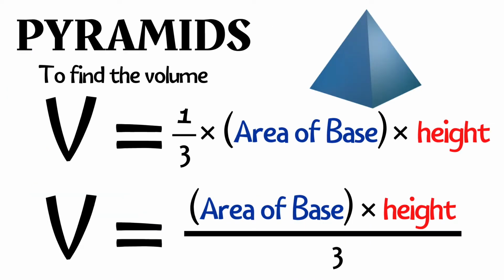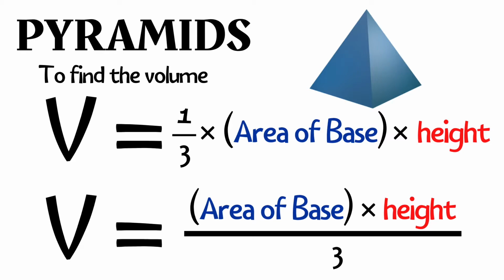So to find the volume of a pyramid, it's pretty complex. You have two different formulas you can use. They're actually the same thing. You can do 1/3 times the area of the base times height, or you can do area of the base times the height divided by 3. It really means the same thing. When I multiply by 1/3, it means the same thing as dividing by 3.